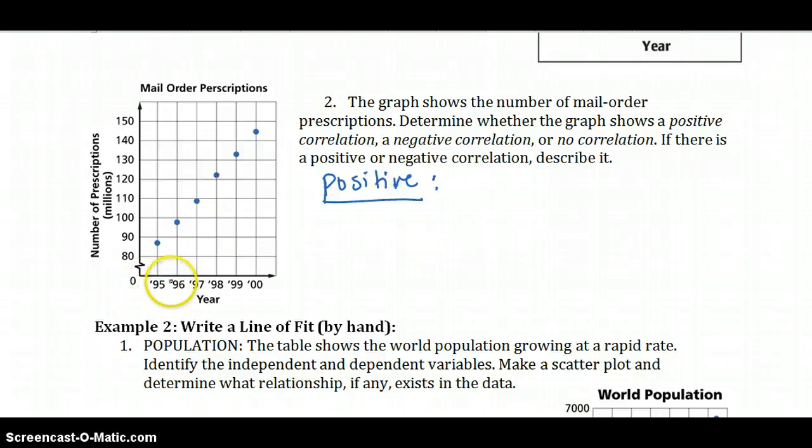So it looks like every year, increasingly from 95 going on up to 2000, the number of prescriptions bought by mail order is increasing steadily, pretty steady. It's almost a perfect line. Maybe it is, but I'm not going to spend my time worried about that. We're just looking at whether it's a positive or negative correlation. And so every year, because they didn't skip a year, each year, the number of mail order prescriptions increases.